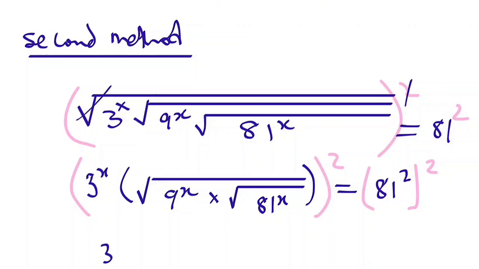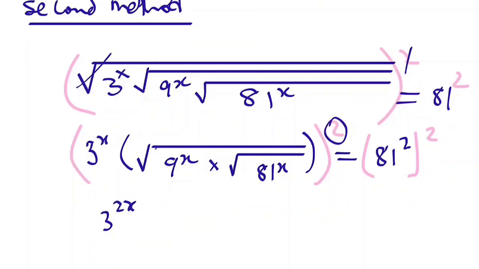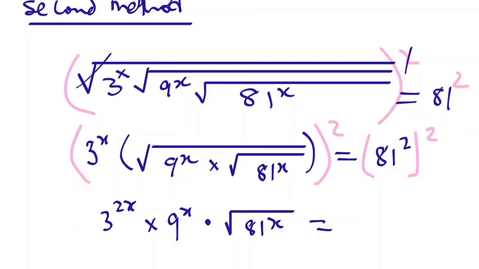3. This x, we multiply these 2, because they both are powers, product power law. So we're going to have 2x, and that's 2. These 2 here also affect this one here. So we are going to be left with 9 to the power of x multiplied by root 81 to the power of x, equals 81 to the power of 4.